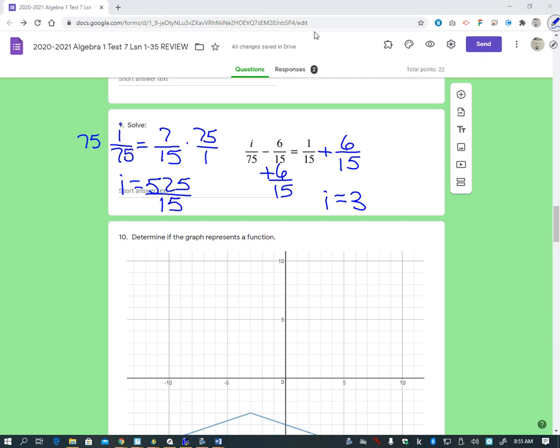Okay? But because this is a test, and the purpose of a test is to show me what you know how to do, I like seeing this as a means of getting here. Does that make sense to you guys? Okay? I like seeing every step. I equals, well, let's check.